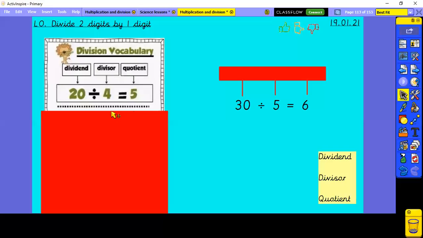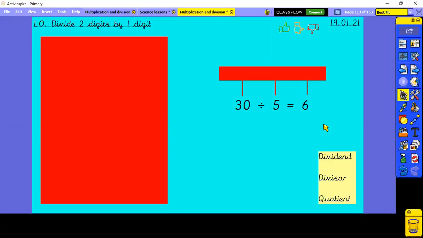If you have a look at this division calculation here, our 20 is our dividend because it's the number that's being divided. Our 4 is our divisor because it's what 20 is being divided by. And 5 is our quotient because 5 is our answer to 20 divided by 4. I just want you to take a look at that before I get rid of it, and then you're going to label this division calculation here. So dividend, divisor and quotient.